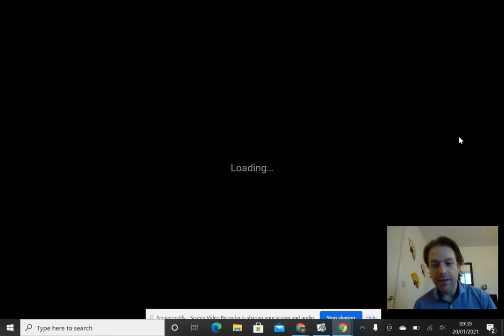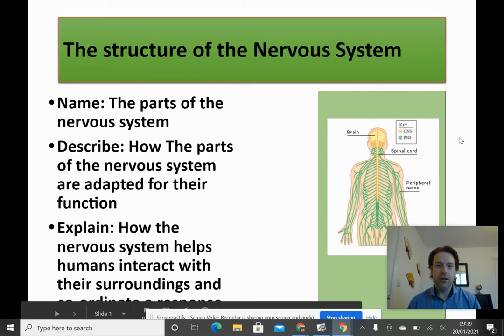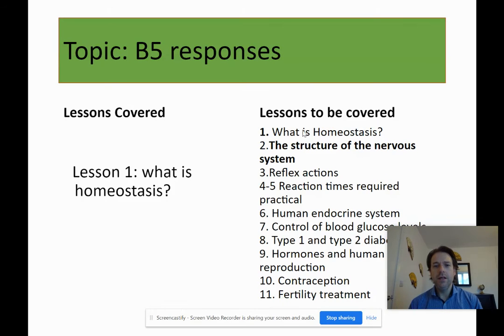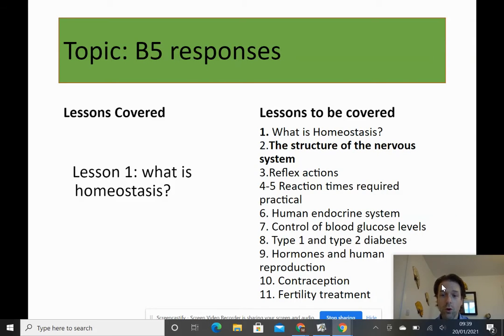Right, hello Year 10. Today we are looking at the second lesson for B5, the topic in biology where you are looking at the types of ways in which your body responds to things, including your last lesson, which was on homeostasis, which is probably a new term for you. Looking at your nervous system, which is what we're doing today. Looking at your endocrine system coming up, which is your hormones.